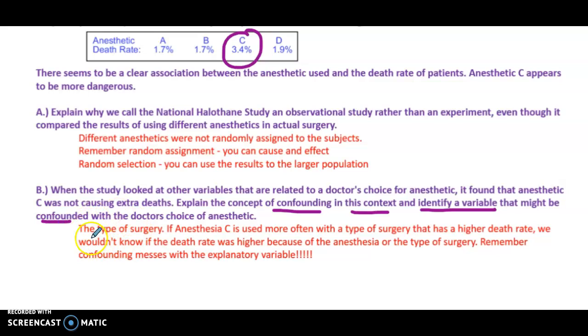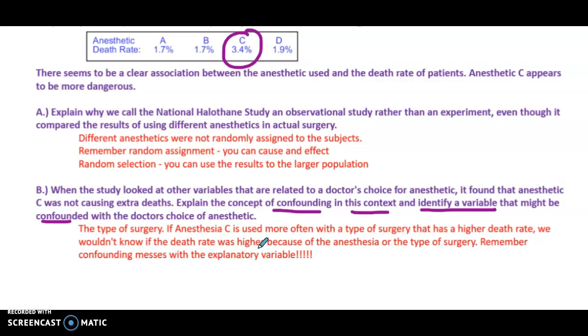Now, here's just my example. This is not the only one that's true. So remember, confounding means in the end, we aren't going to be sure if it's the anesthetic that caused the death or something else. So one could be the type of surgery. If anesthetic C is used more often with a type of surgery that has a higher death rate, then we wouldn't know if the death rate was higher because of the anesthesia or the type of surgery.